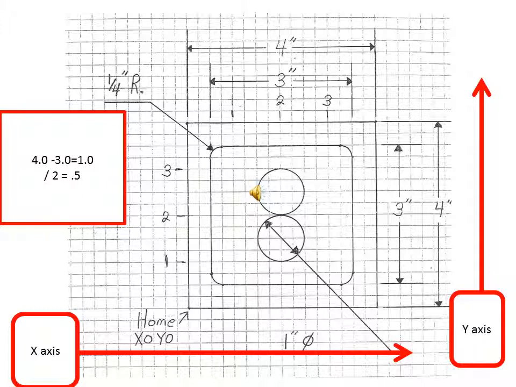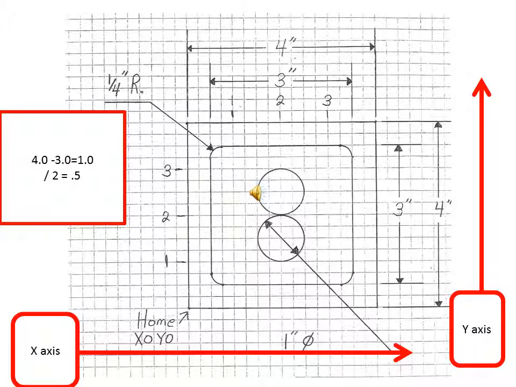Here's another example of using the Cartesian coordinate system. Still we're measuring from bottom left corner, x0, y0. This print happens to be a 4 inch by 4 inch with a 3 inch by 3 inch square inside of it. So if we take the 4 inches minus the 3 inches, that would leave us an inch. And if we divide by 2, that would be a ½ inch. That would make everything concentric, the same amount all the way around.